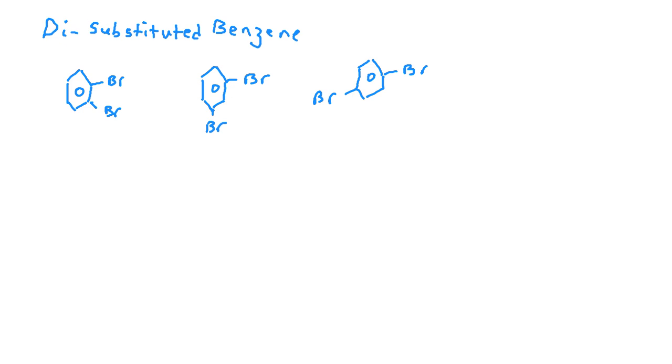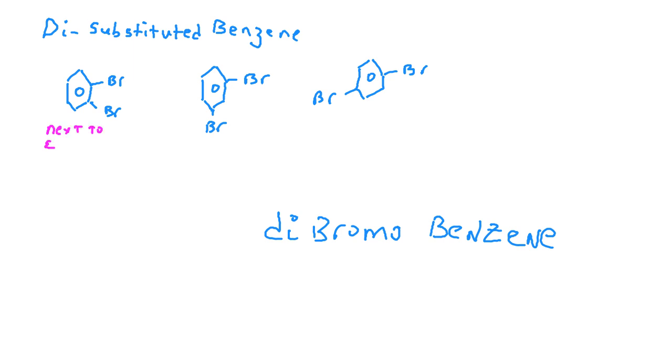All of these are dibromobenzene. Dibromo, why? Because there's two bromines. But they're different. Why are they different? They're different because of the relative position of the bromines. Here, the bromines are next to each other.